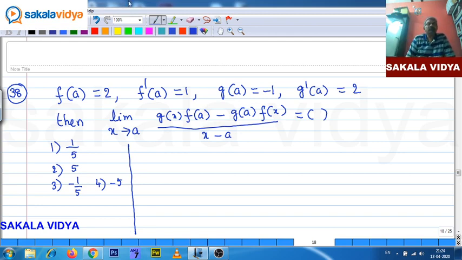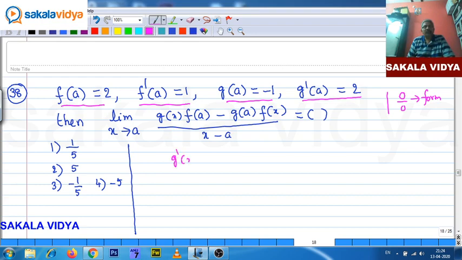Okay, now f of a equals to 2, f dash a equals to 1, g of a equals to minus 1, g dash a equals to 2. So that means if you substitute the values here, definitely you will get 0 by 0 form. So that means you need to apply LH rule. LH rule means g dash x into f of a constant minus g of a into f dash x upon x minus a differentiation is 1.